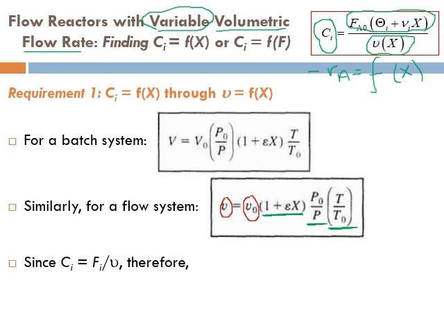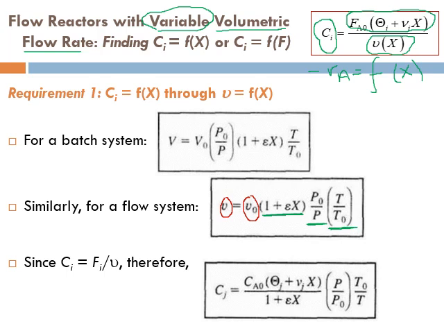Okay, since C_i equals F_i over epsilon, therefore we can write C_i this way. You have F_i, which is a function of X, and you know how to write it, and you have epsilon, which you know how to write as a function of X as well, and then we do some manipulation to find C_i as a function of X. And you can see that X appears in two places.